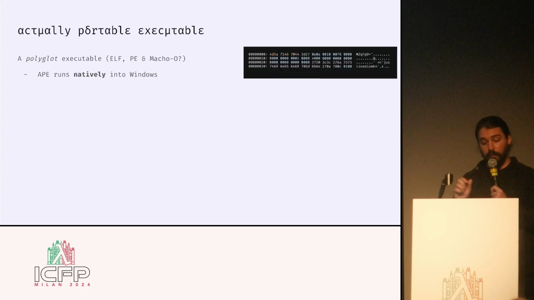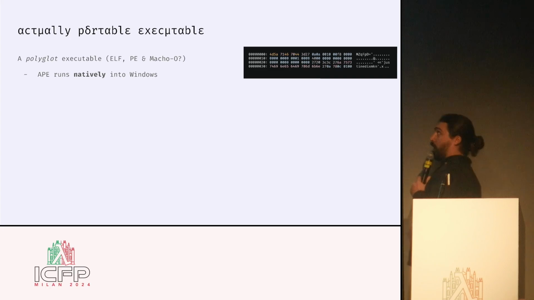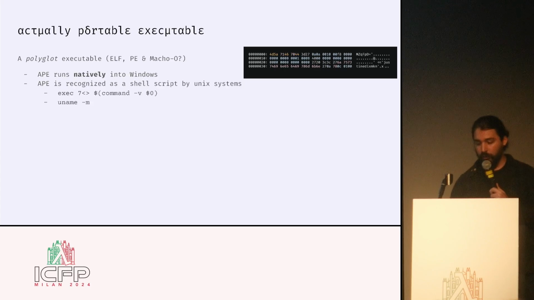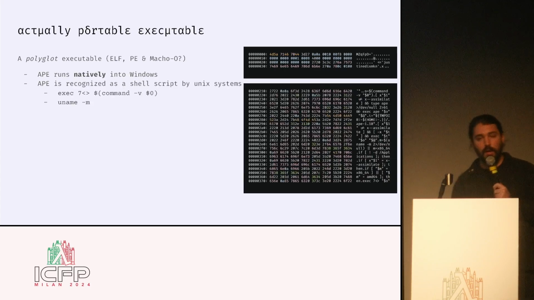How to do that? You need to make a Windows executable. As you can see, you see the magic number of Windows. So Bob.com runs natively on Windows. And for Linux, Mac, and BSD, the system considers Bob.com as a shell script.